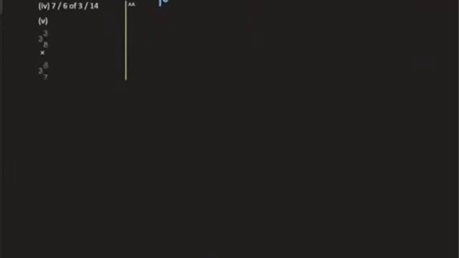Fourth part, 7 upon 6 multiply 3 upon 14. So 7 ones are 7, 7 twos are 14, 3 ones are 3, 3 twos are 6. So 1 multiply by 1 and 2 multiply by 2 in the denominator. So 1 ones are 1 and 2 twos are 4. 1 upon 4. Is it visible?